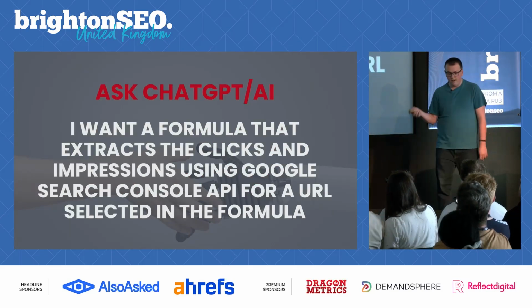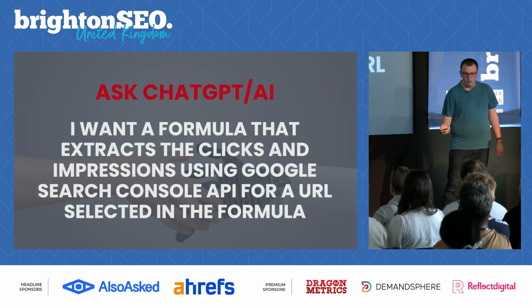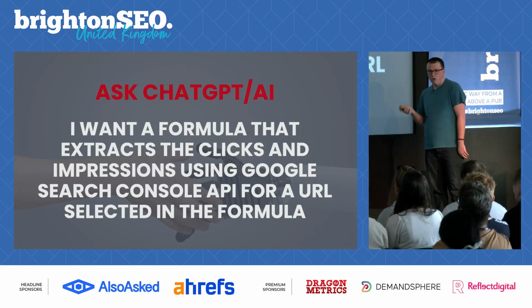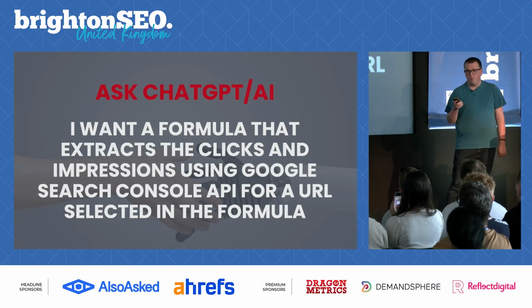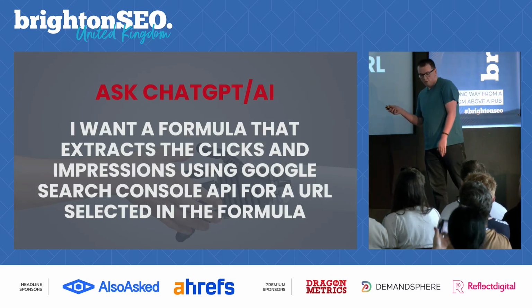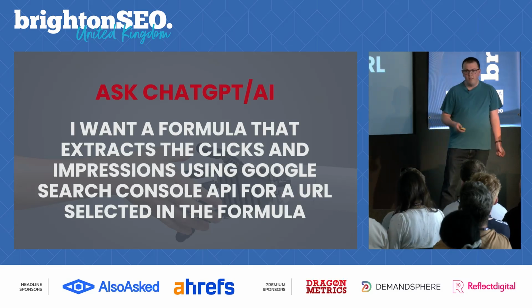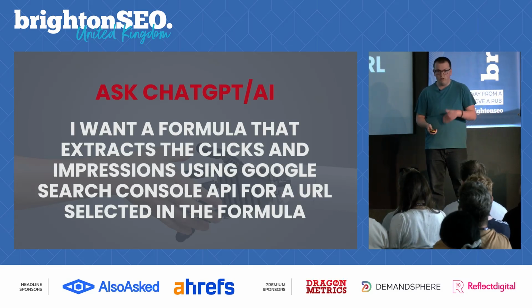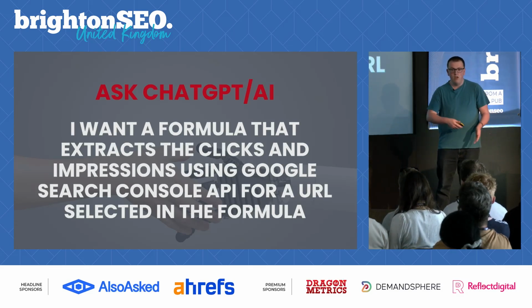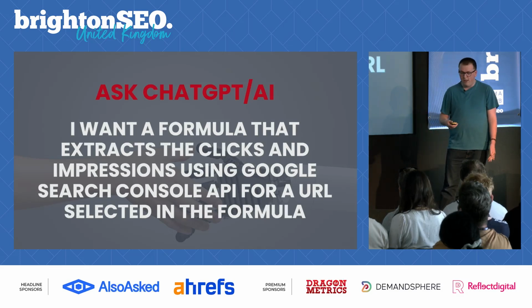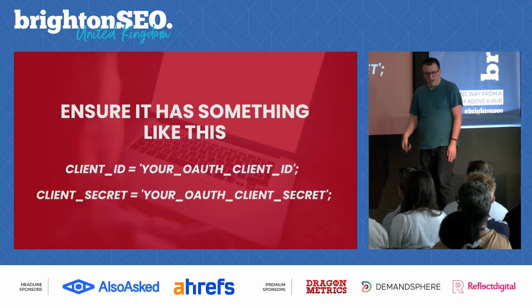So I'd ask ChatGPT, or whatever AI or LLM you're using, I want a formula that can extract the clicks and impressions from Google Search Console from a URL selected in a formula. This will then tell the AI that you want to create a specific formula for this, to pull the data straight in and create a custom formula to pull that in.